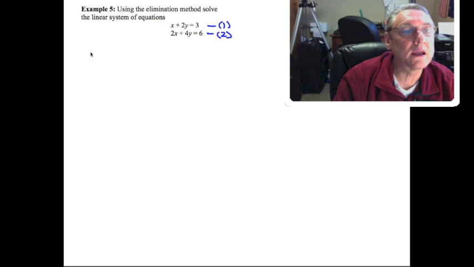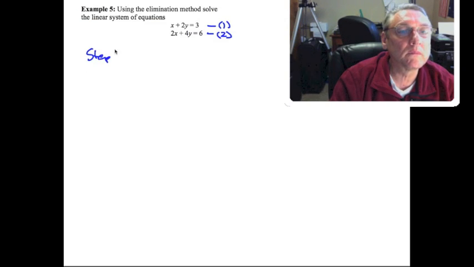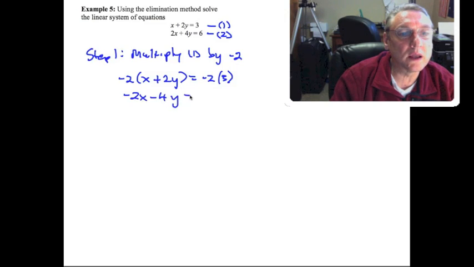So step 1, if I was to multiply equation 1 through by negative 2, I'd get a negative 4y. So step 1, we're going to multiply equation 1 by negative 2. So here's our new equation. It's going to be negative 2 times x plus 2y on this side equals negative 2 times 3 on this side. So I get negative 2x subtract 4y equals negative 6. So there's my equation 3.